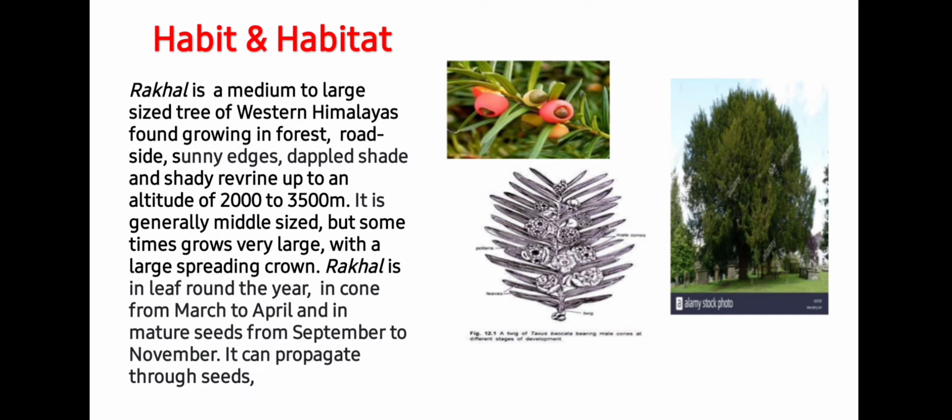Next is habit and habitat. Rakhal or Taxus contorta is a medium to large size tree of western Himalaya. It is found growing in forest, roadsides, sunny edges, topple shade and shady riverine up to an altitude of 2000 to 3500 meter. It is generally middle sized but sometimes grows very large with a large spreading crown. Rakhal is in leaf round the year, means it is an evergreen tree. In cone from March to April and in mature seed from September to November. It can propagate easily through seeds.